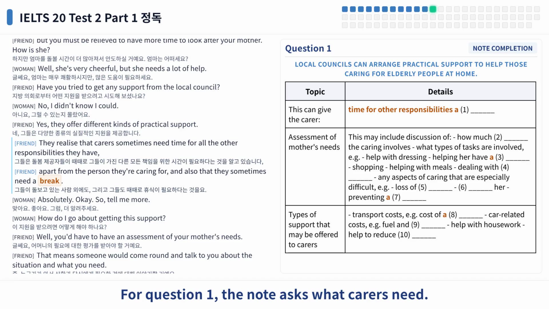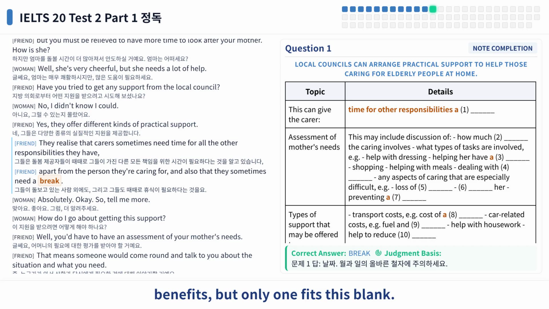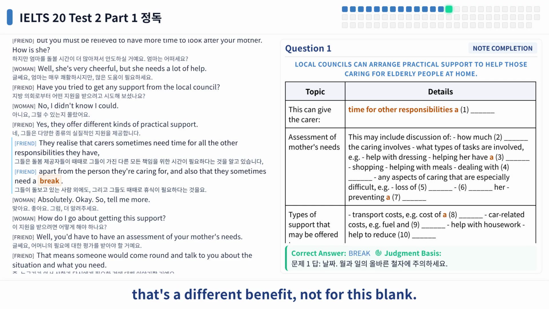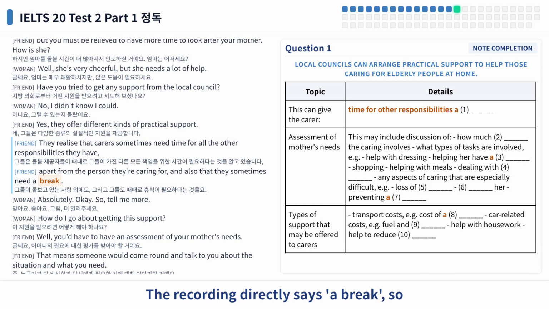For question 1, the note asks what carers need. Listen carefully. The recording mentions 2 benefits, but only one fits this blank. The clue before the blank is so we need a noun. The question says time for other responsibilities is the first benefit, and the blank asks for another one. In the recording, the friend says they sometimes need a break. Break is the answer. Note that time was mentioned earlier, but that's a different benefit, not for this blank. The recording directly says a break, so the answer is break.